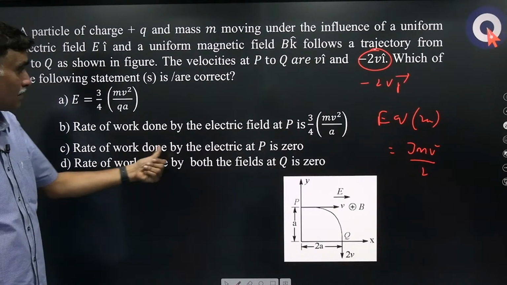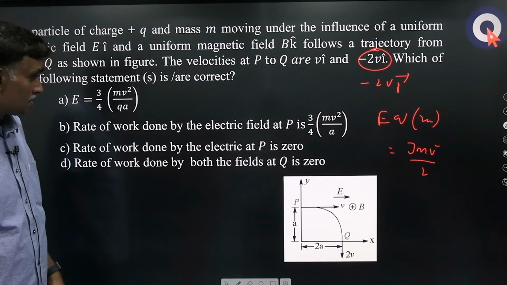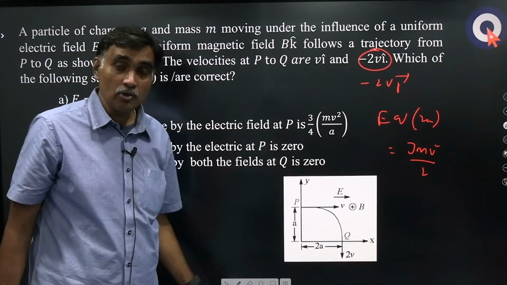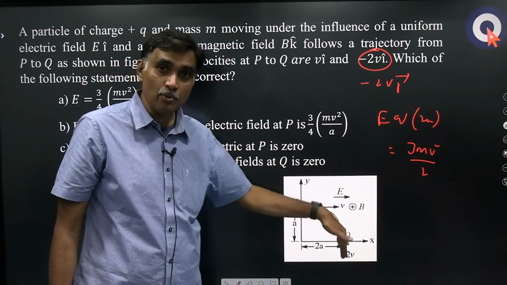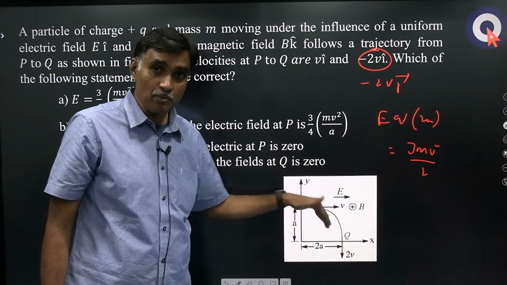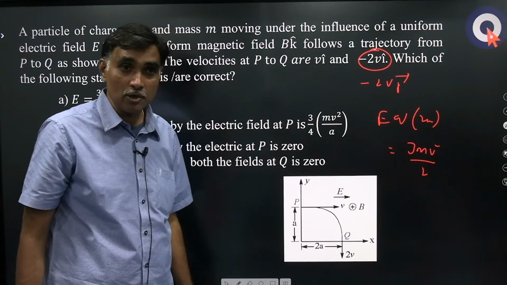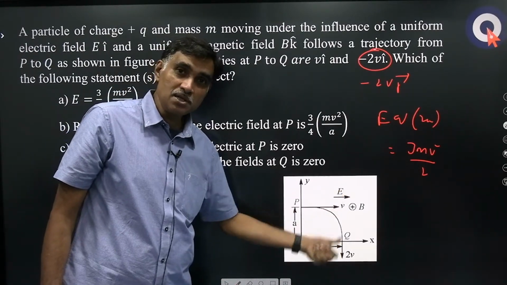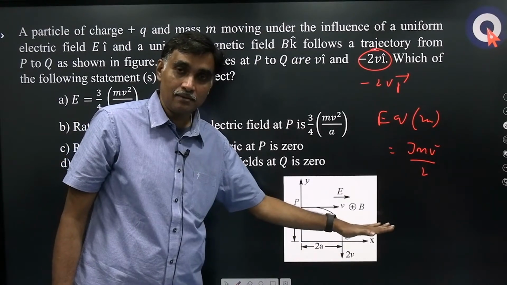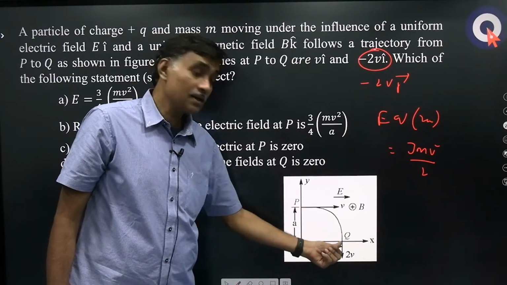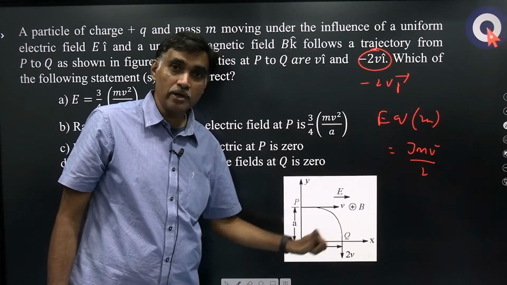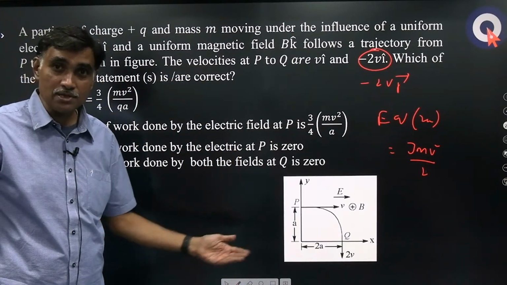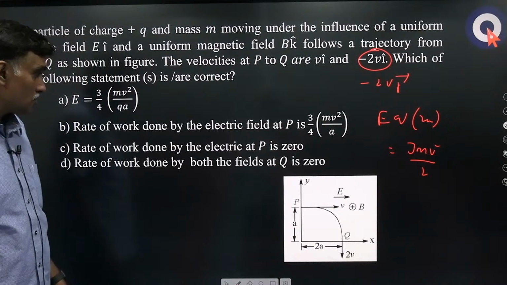Next, rate of work done by the electric field at P is 0. That is wrong. Rate of work done by both fields at Q is 0 is correct. Now the rate of work done by the magnetic field at each and every point will be 0, because at each and every point the force due to the magnetic field is perpendicular to the velocity. But at this point, because the velocity is perpendicular to the electric field, the rate of work done by the electric field is also 0 at that instant, and the magnetic field rate at which work is done is always 0 at any instant. So this is also correct.